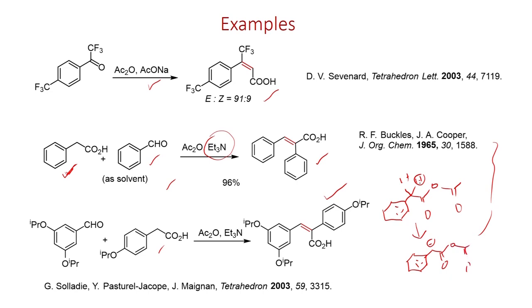So you can deprotonate the acidic proton, and you can have this anion, which can exist as an enolate. This can now undergo addition with the carbonyl group of the aldehyde, addition followed by acyl transfer, then elimination of acetic acid can give this cinnamic acid.